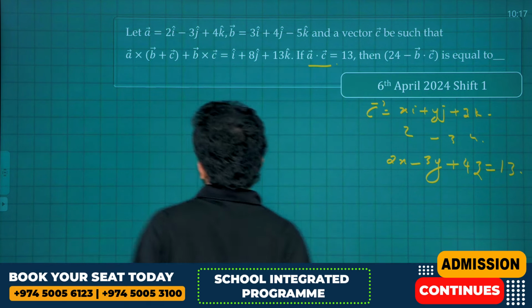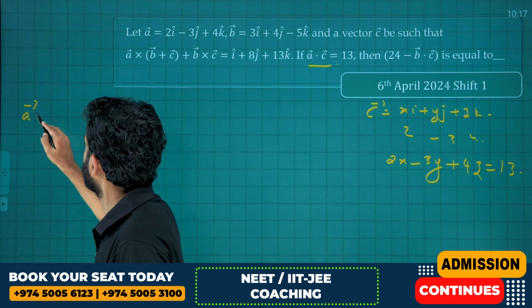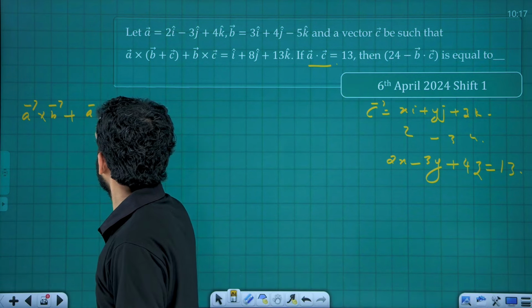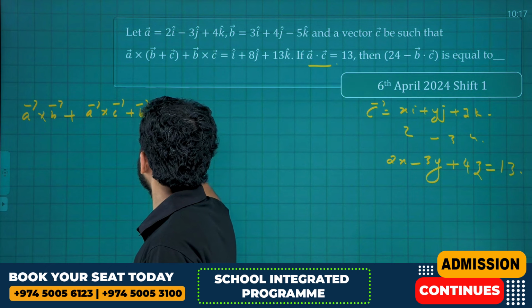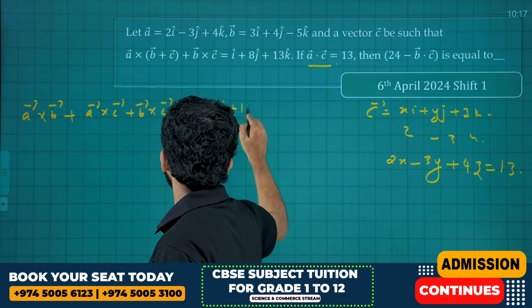I'm starting from here. Open the bracket, you will get vector A cross vector B plus vector A cross vector C plus vector B cross vector C is equal to i plus 8j plus 13k.